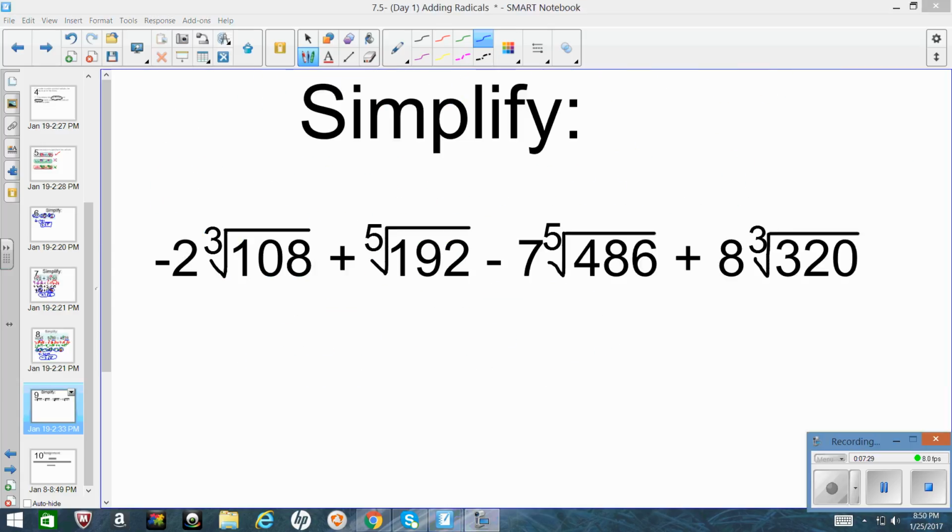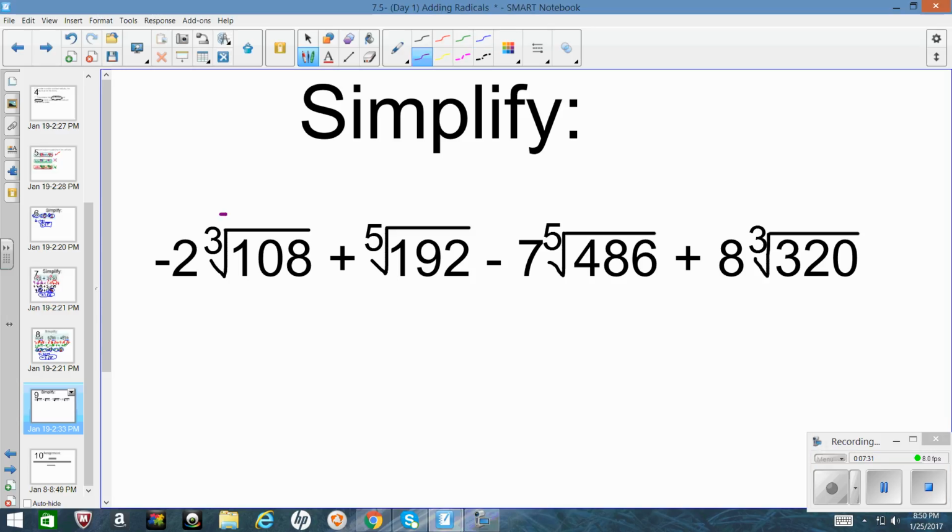All right, last example for today. So let's start by looking at our indexes. Well, I have a 3, I have a 5, I have a 5, and I have a 3, so they're not all the same. And if I notice, the 5s have different radicands and the 3s have different radicands. So right now, I don't have any like terms, so I can't do any adding or subtracting. So before we start, we're going to find some common cubed roots and some common fifth roots.